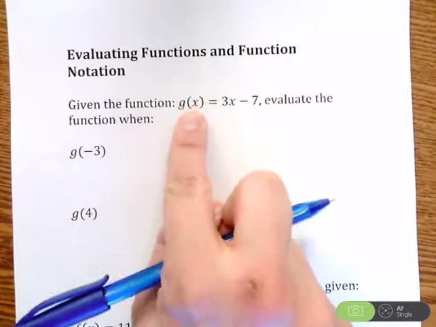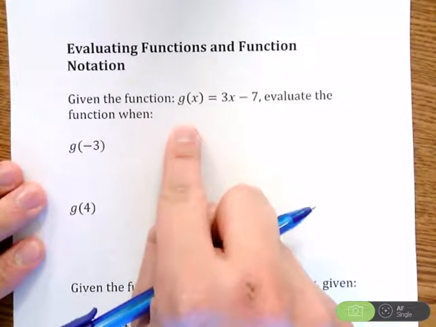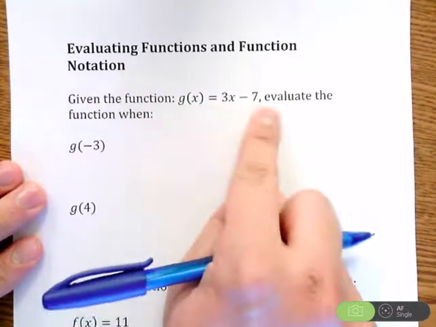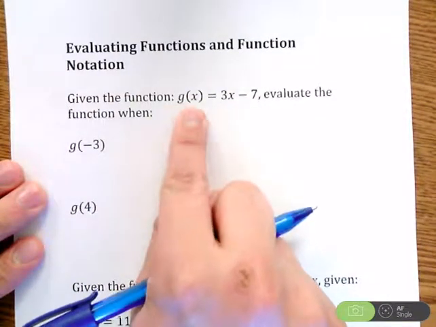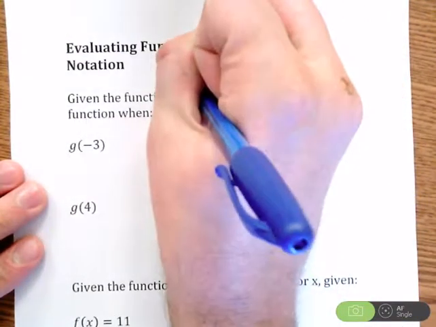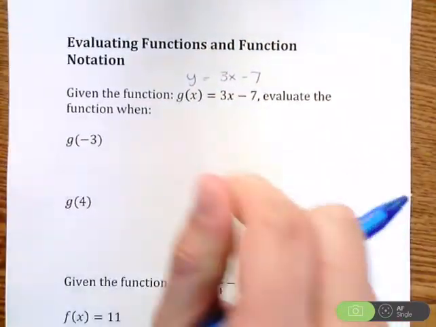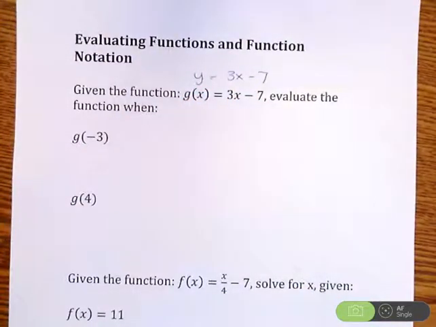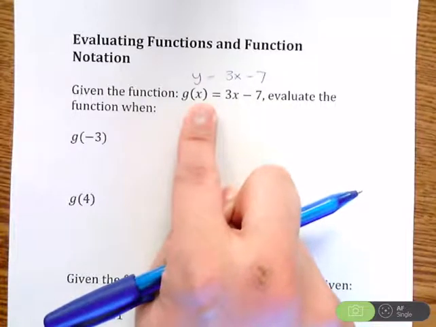First off, let's talk about what this is. This is what we call function notation. So it says g of x equals 3x minus 7. And again, g of x is how you say that. So here's kind of what's going on. You're more traditionally used to probably y equals 3x minus 7. It still is representing the exact same thing, except instead of y, we like to put this g of x.